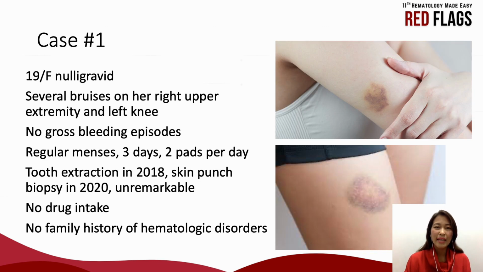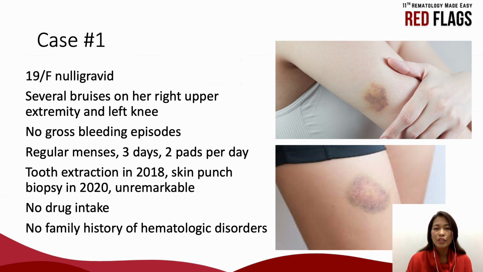Case number 1 is a 19-year-old female, nulligravid, who presents with several bruises on her right upper extremity and right thigh. She denies any gross bleeding episodes. We ask about her menstrual history, and she reports having regular monthly menses lasting for 3 days, consuming around 2 pads per day fully soaked.